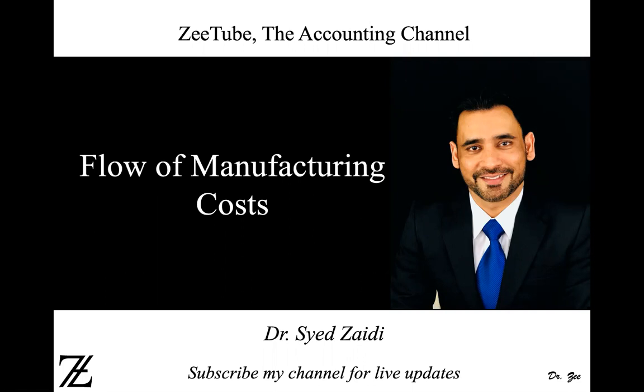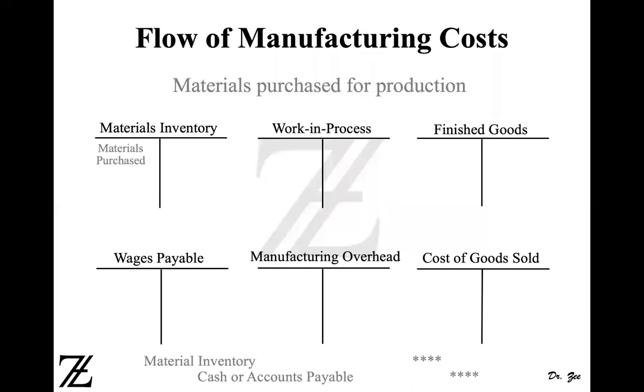Today, we are going to discuss the flow of manufacturing costs. Okay, so flow of manufacturing costs. So what is the first thing we do? We purchase materials from a vendor or from a supplier.